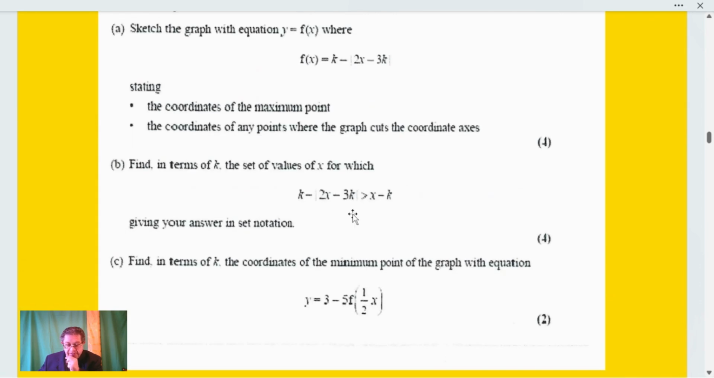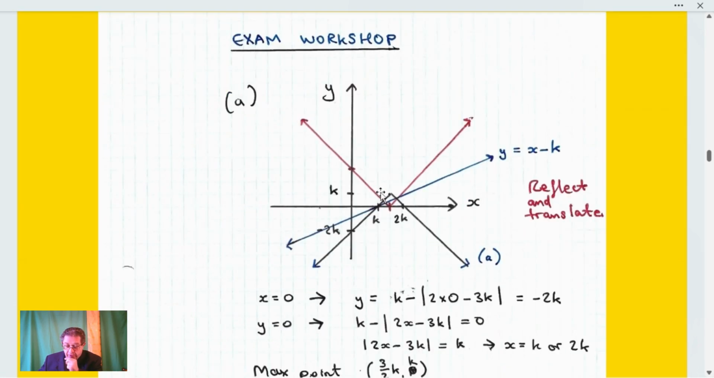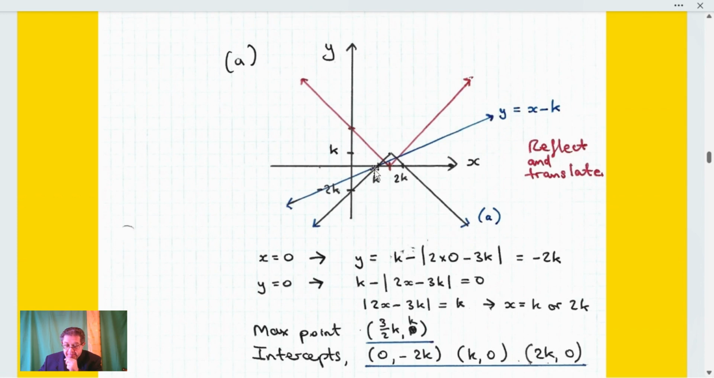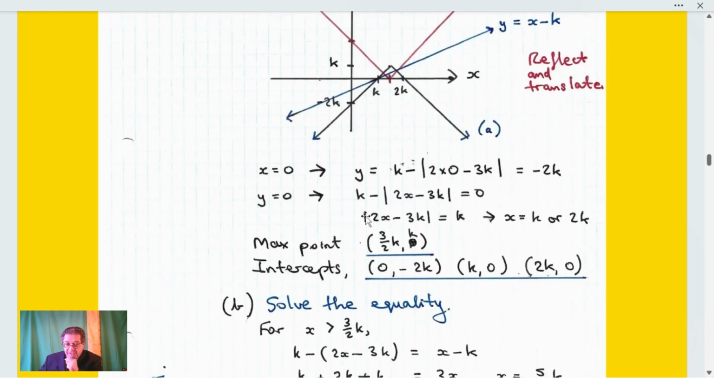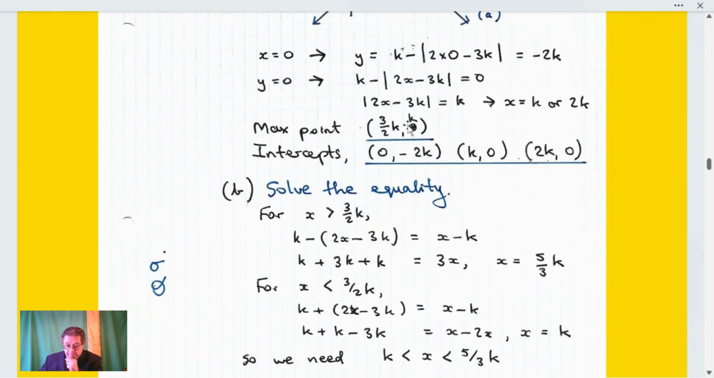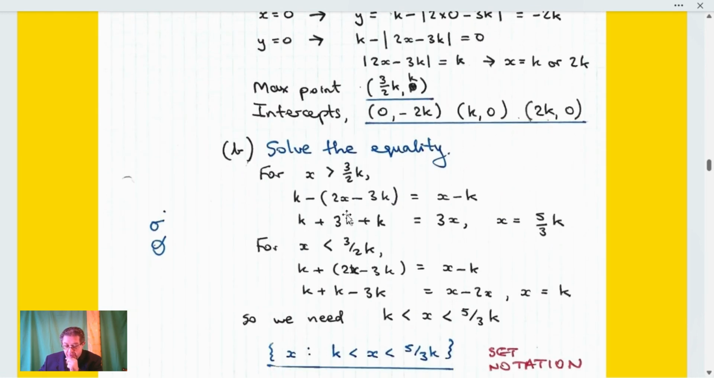The question says, find the set of values for which the modulus graph is larger than the blue line I've drawn. It seems to be clearly between here, which is k, and here, which is at the moment unknown and needs to be found. So I'm going to solve the equality for x is greater than 3 over 2k. In other words, it's to the right of the vertex. I write down the equation and solve, and I get x is 5/3 of k.